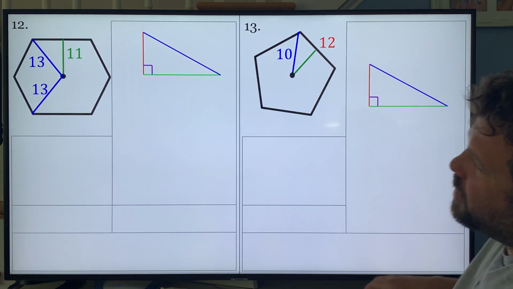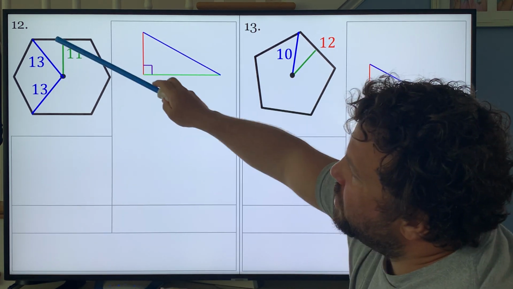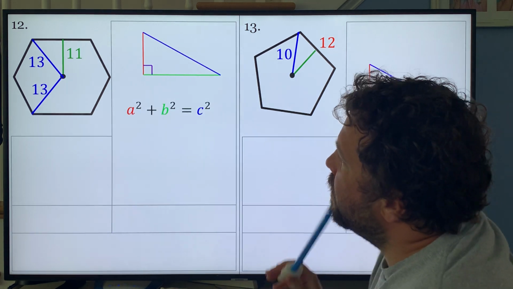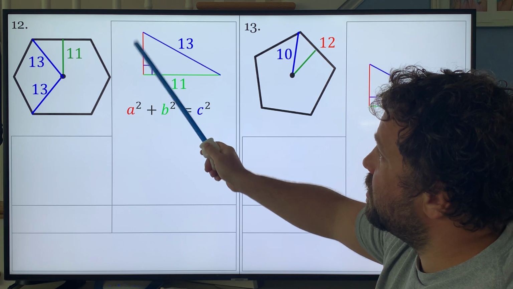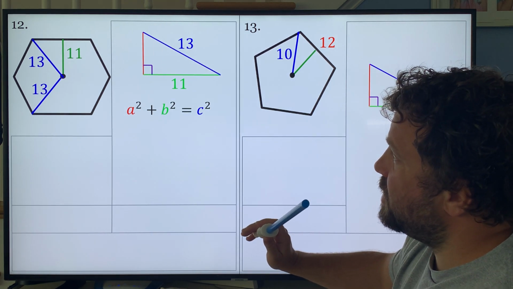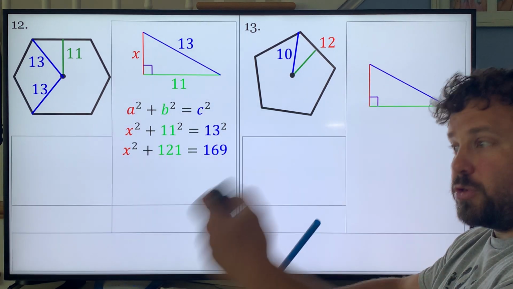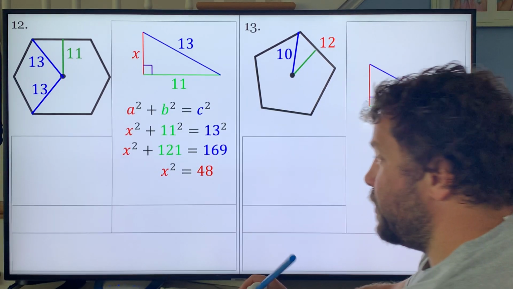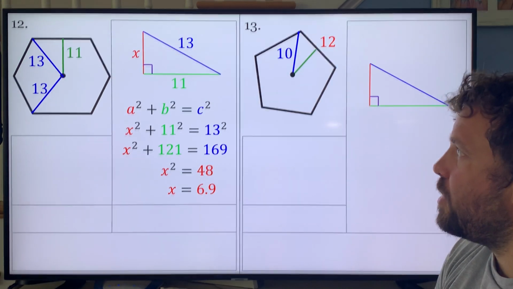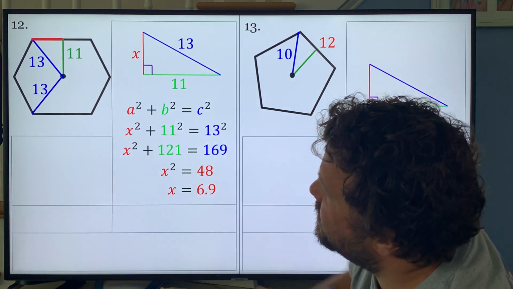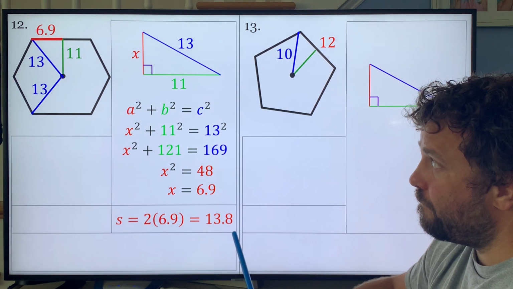13. So if this radius down here is 13, the one up here is also 13. So there's our right triangle, and we're looking for A, which is half our side length. So 13, 11, we're looking for x. Okay, that makes sense? So x squared plus 11 squared is 13 squared. 121 subtracted from 169 is 48. Square root of 48 is almost 7. Not quite, it's 6.9. Half of that is 6.9. So the whole thing would be 2 times 6.9, which is 13.8, right?